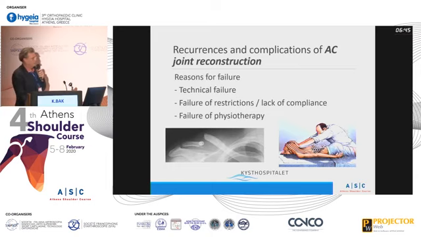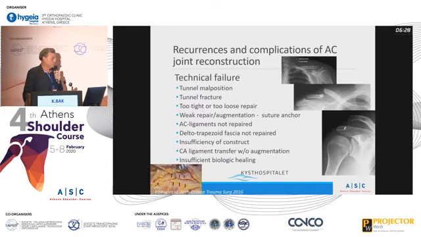Then I'm going to talk about what can happen and what can go wrong after AC joint reconstruction. There can be many reasons for this. It can be technical failures. It can be failures of restrictions, lack of compliance. Recently I had a failure from physiotherapy, too much manipulation within the first 2 or 3 weeks.